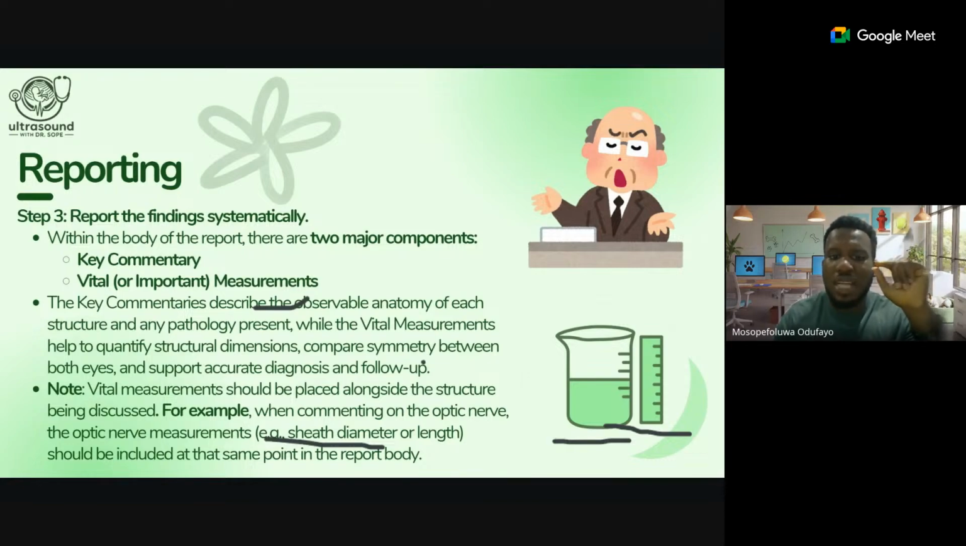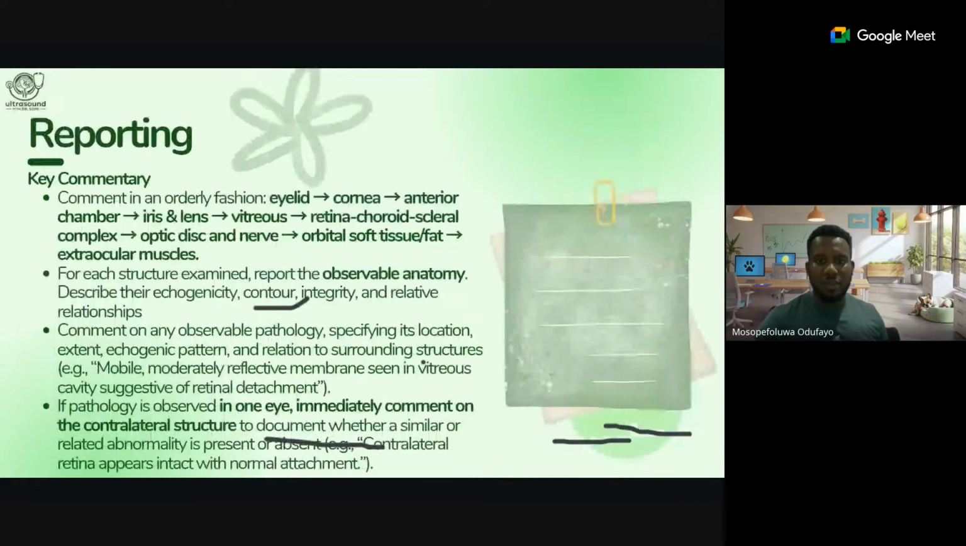Vital measurements should be placed alongside the structure being discussed. For example, when commenting on the optic nerves, make sure that you are commenting at the same time on the optic nerve measurements, the optic nerve sheath diameter, or whatever the doctor requests you to take. And it should be put at the same point. Is that okay? Make sure you do that. It's very, very key so that the report doesn't get scattered.